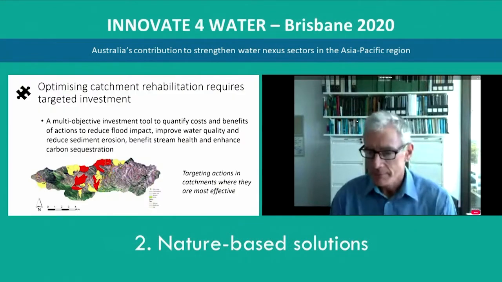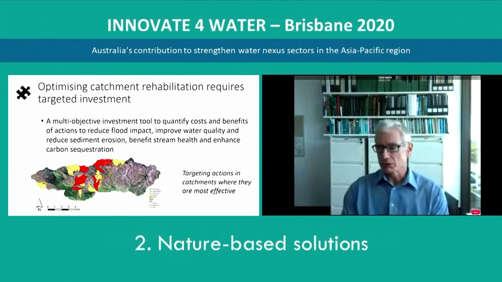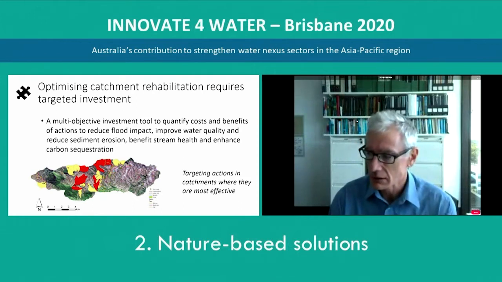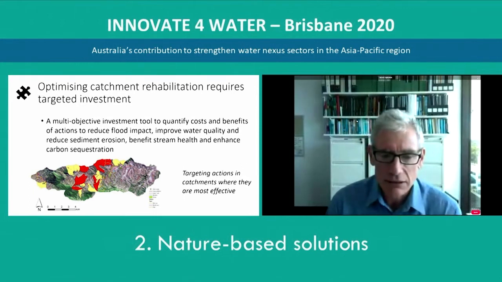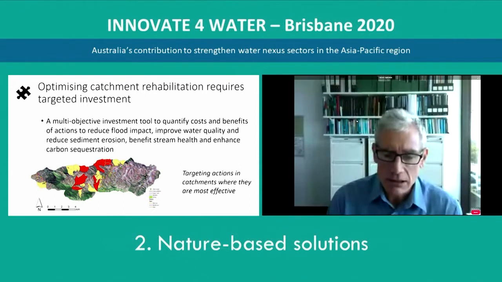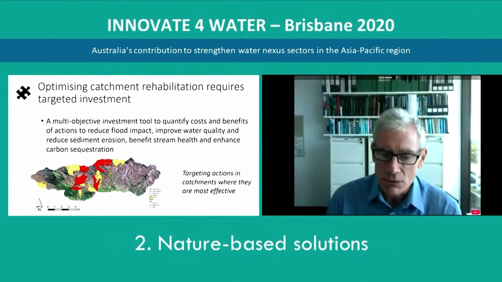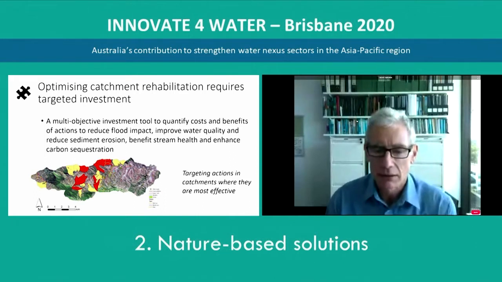Next slide, please. The tool that we've been working on is a multi-objective investment tool to quantify the costs and the benefits of actions to reduce flood impact, improve water quality, reduce sediment erosion, benefit stream health, and enhance carbon sequestration. As an example, in the catchment I'm showing, the small yellow dots are the areas where catchment restoration was targeted. The red areas represent the actual areas of major sediment erosion, and you can see the disconnect. And that is partly what our tool is about. Next slide.